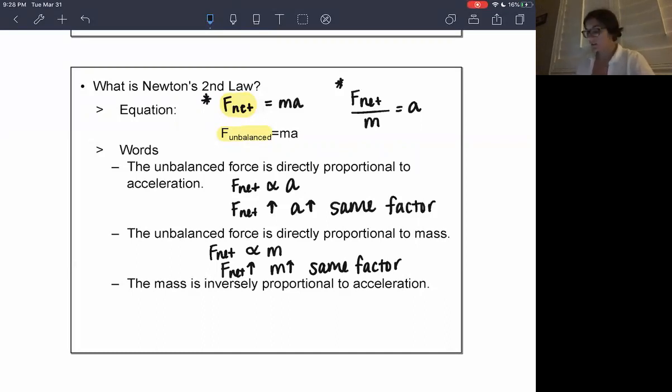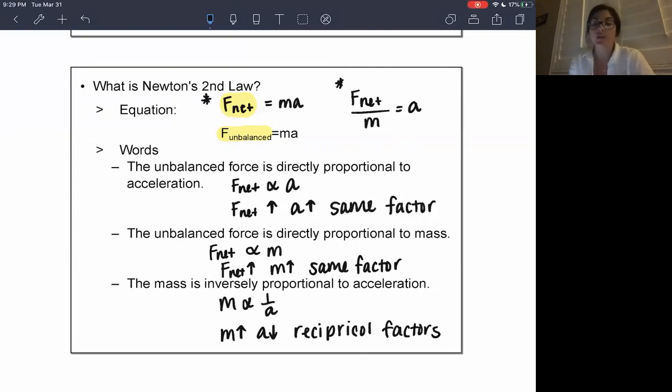Now, mass is inversely proportional to acceleration. We could write that using this notation, or we could just say that as mass increases, acceleration is going to decrease. They change by what we call reciprocal factors. So if I double the mass of my object, my acceleration, instead of increasing, is going to decrease.